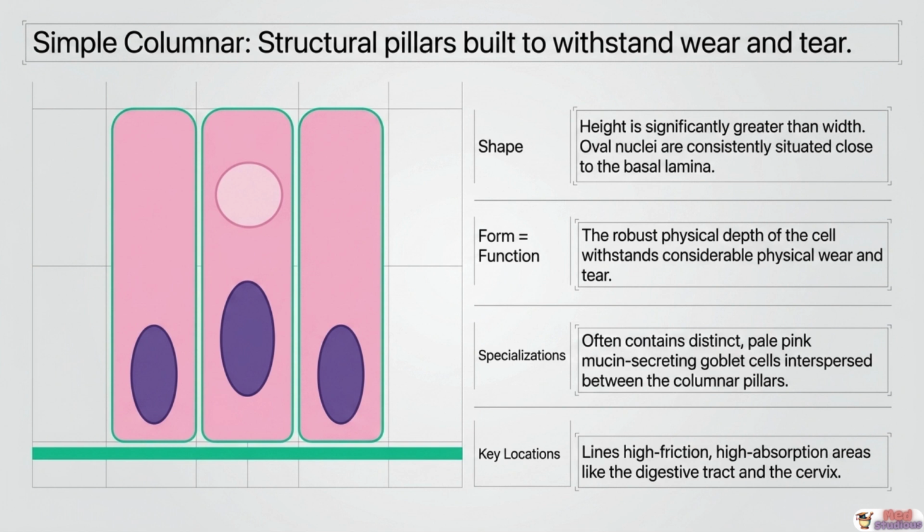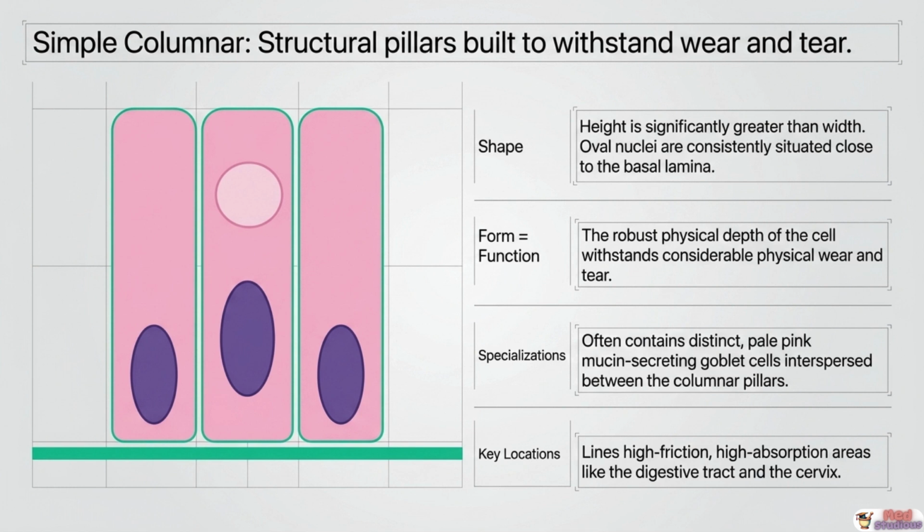This basal nucleus placement is a key diagnostic feature and reflects the organization of the cell's internal machinery. The robust physical depth of simple columnar cells allows them to withstand considerable physical wear and tear, the constant churning, acid exposure, and friction of high-activity body surfaces. This is why simple columnar epithelium is the lining of the entire gastrointestinal tract, from the stomach to the rectum, as well as the cervix of the uterus.